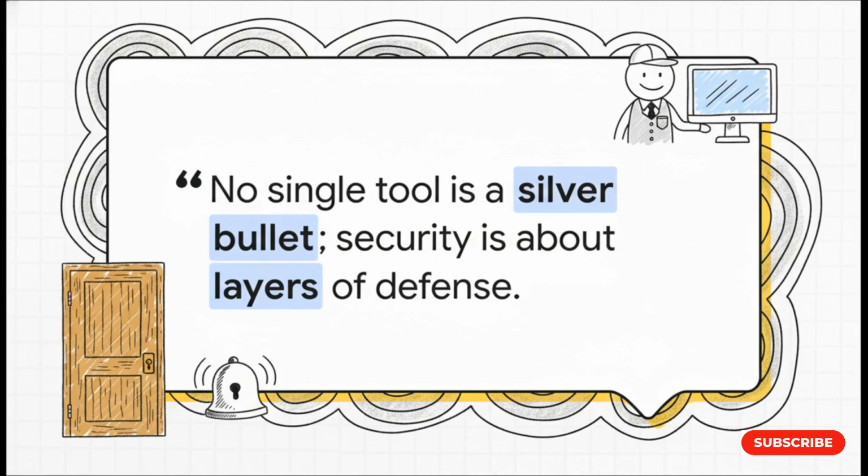An IDS is absolutely essential, but it's one piece of a much larger puzzle. Real security is all about having layers of defense. You need the locked door, that's your firewall. You need the alarm system, that's your IDS. And you need the person watching the security monitors, your administrator. They all have to work together.